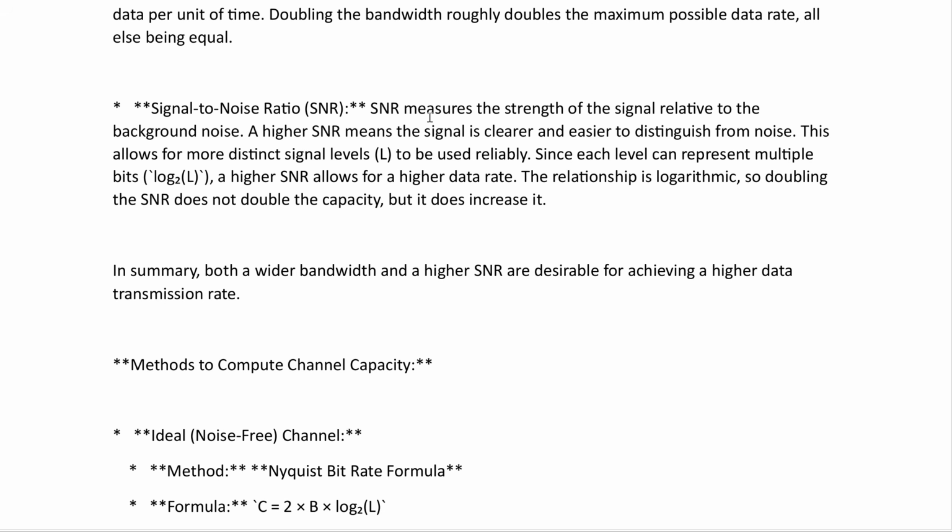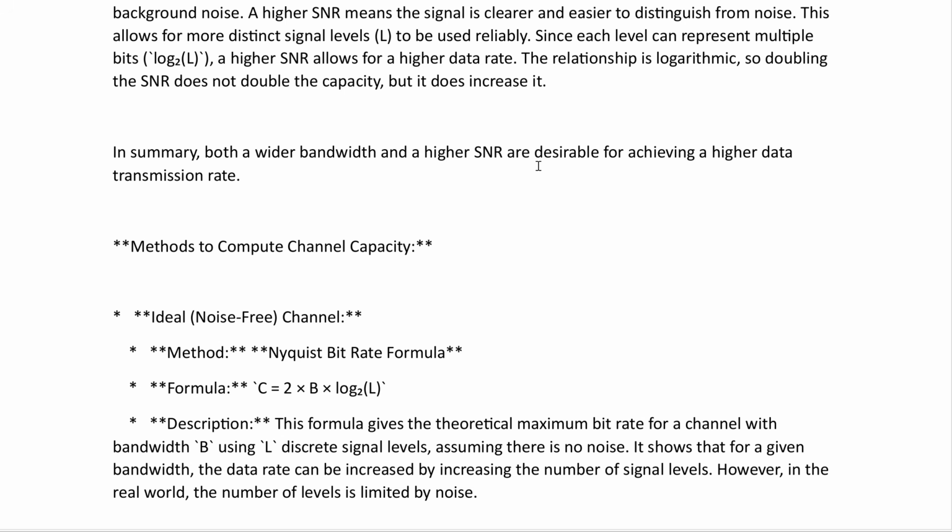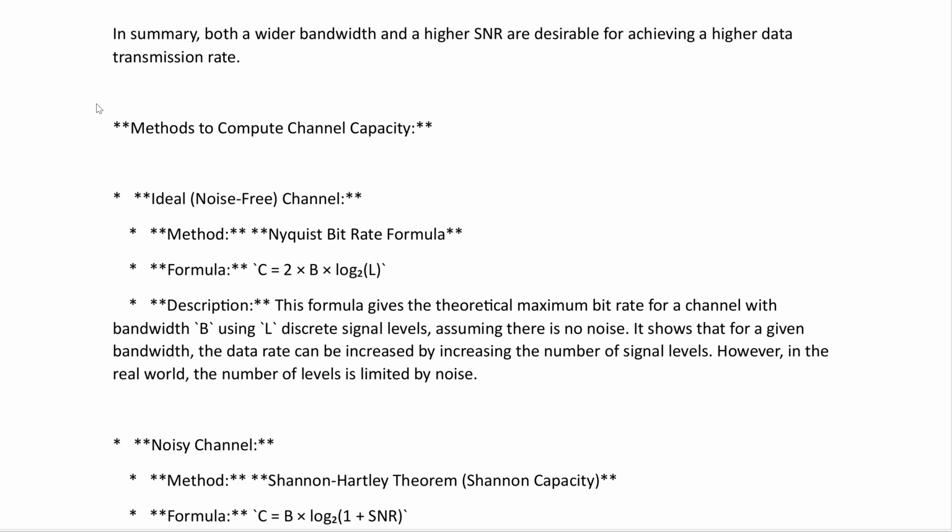Signal to noise ratio is abbreviated as SNR. SNR measures the strength of the signal relative to the background noise. A higher SNR means the signal is clearer and easier to distinguish from noise. This allows for more distinct signal levels L to be used reliably. Since each level can represent multiple bits, that is log 2 L, a higher SNR allows for a higher data rate. The relationship is logarithmic, so doubling the SNR does not double the capacity, but it does increase it. In summary, both a wider bandwidth and a higher SNR are desirable for achieving a higher data transmission rate.